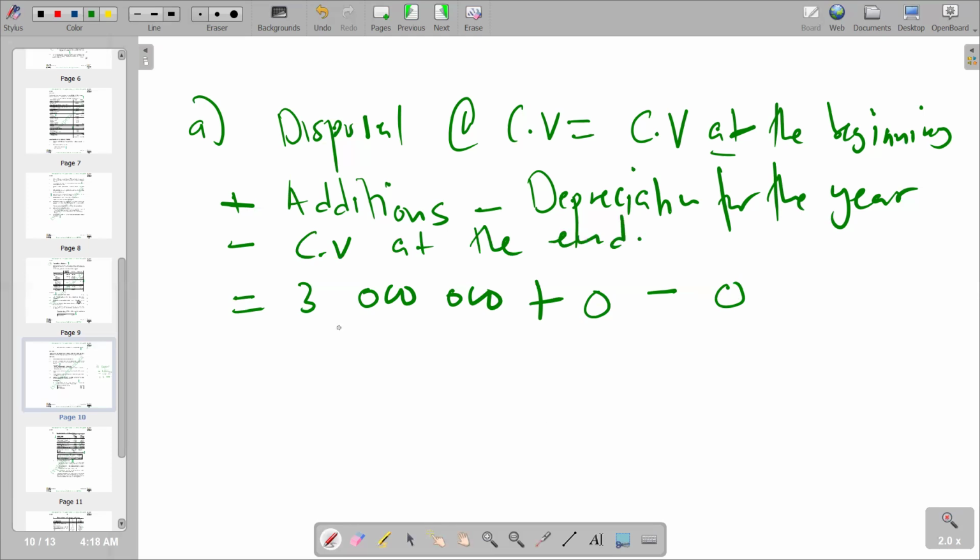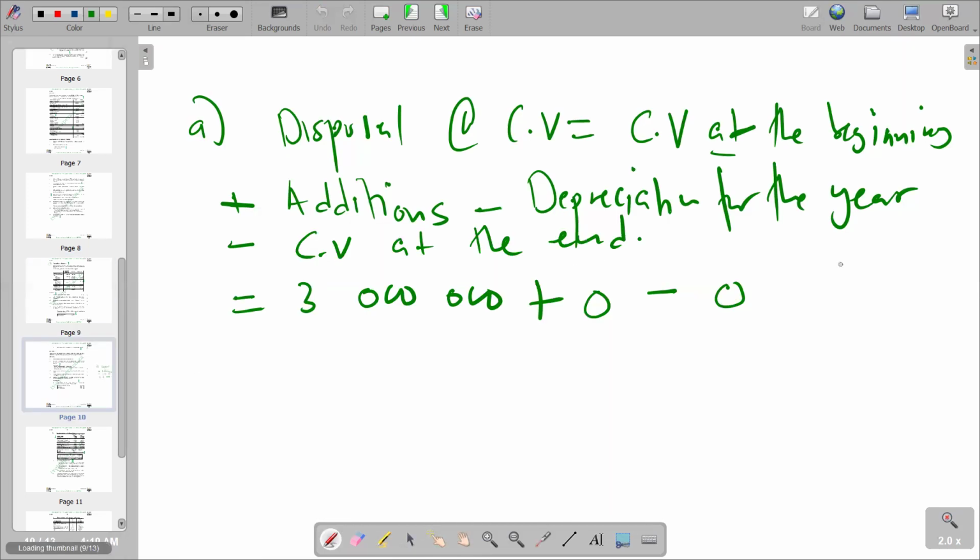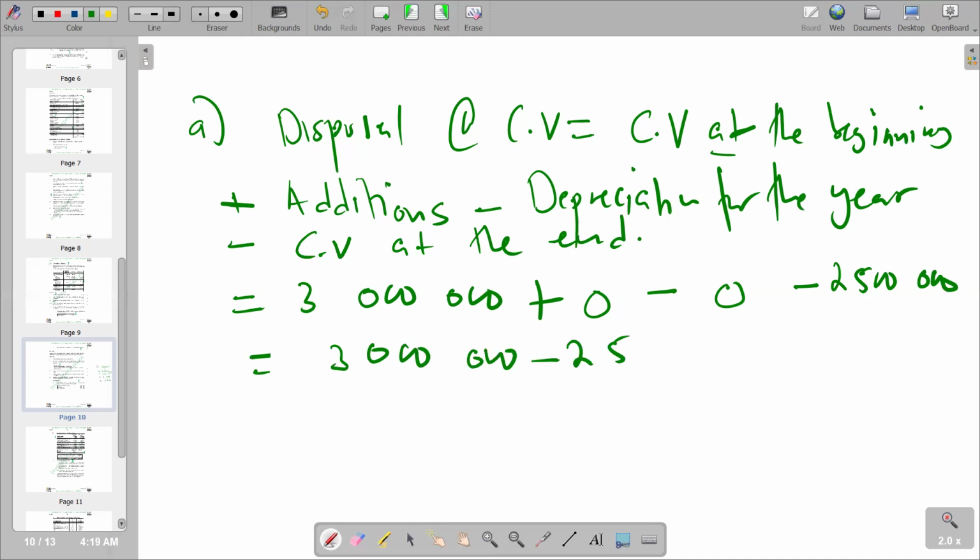If you check there again, carrying value at the end is 2,500,000. So we say minus 2,500,000. We calculate: 0 minus 0 becomes 0, so it remains as 3 million minus 2,500,000. Then the figure that we are supposed to get becomes 500,000. So this is what we have in terms of disposal at carrying value.